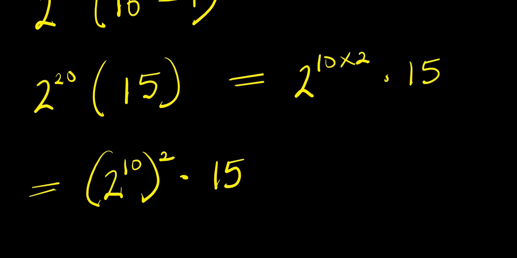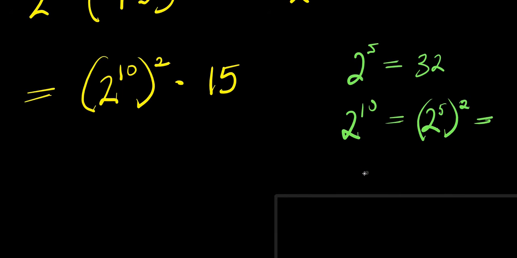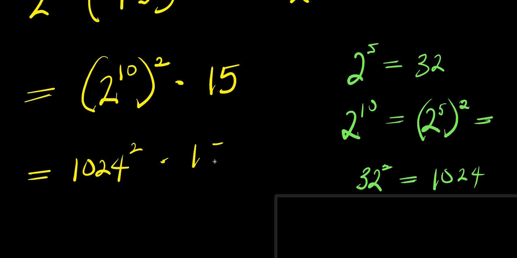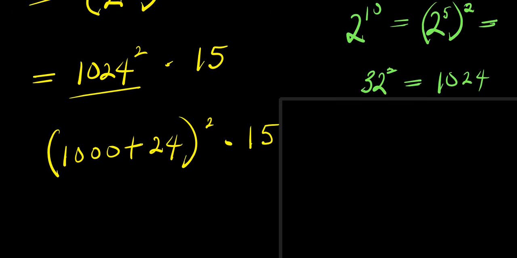And don't forget that 2 power 5 equals 32. So 2 power 10 equals 2 power 5 to the power of 2, which is what? 32 power 2. And this is 1024. So this is 1024 power 2 times 15. And 1024 power 2 is just like writing 1000 plus 24, power 2, times 15.